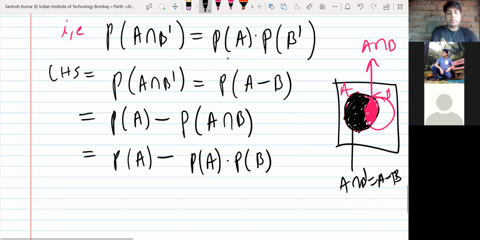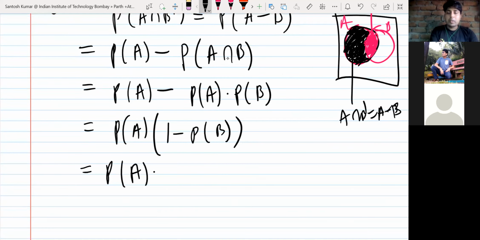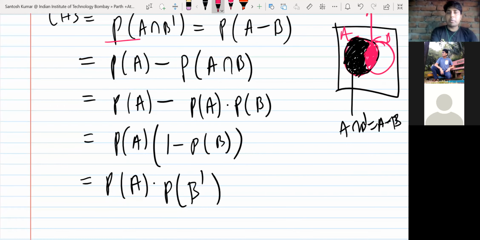Okay. So if you take PA common, then what will be left in the bracket? 1 minus PB. And 1 minus probability of B is equal to what? Probability of B complement. Yeah, correct. Probability of B complement. So see where we started and where we went. We started from here and we reached there.